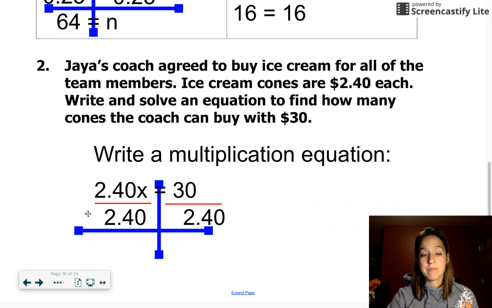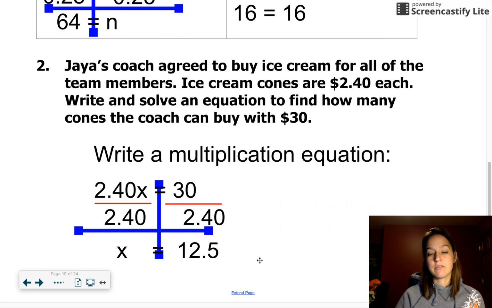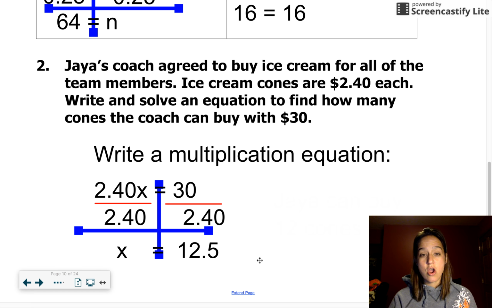So I split it up and I divided by $2.40. And I get x equals 12.5. Now, no one should tell me I need to buy 12 and a half cones because I don't know what ice cream store you can go to and get 12 and a half cones. They're probably going to look at you like you're a little crazy. So we want to make sure that we are thinking this through.